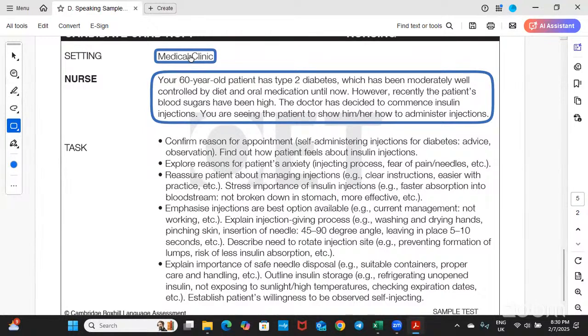The nurse is in the medical clinic. The patient has come to the medical clinic, and the doctor has advised or instructed the nurse to give training so that the patient can take insulin injections on his own. The term is self-injecting insulin. Self-injecting. That means the patient has to learn the art, the skill of taking injections without anyone's assistance or help.